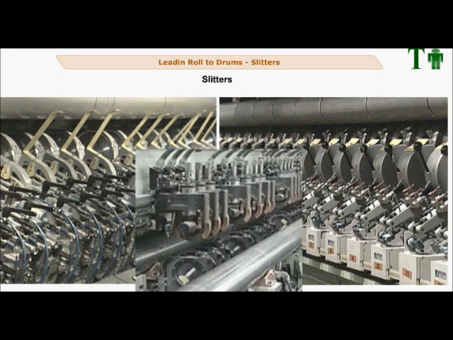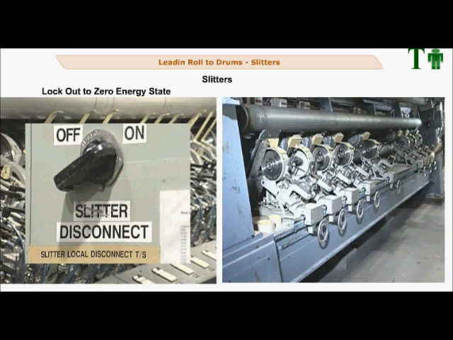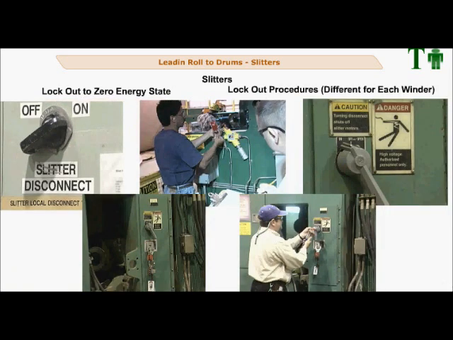Slitters. Always allow the slitters to come to a complete stop on their own before getting near the slitters. Do not work on any slitters unless they are properly isolated and are at zero energy state where they cannot be started. Lockout procedures are different for each winder. Some operations require lockout of the slitter motors when positioning the slitters manually. Other operations require lockout only when changing the slitter bands and not when changing the slitter blades. Always follow the lockout procedures for each particular winder.